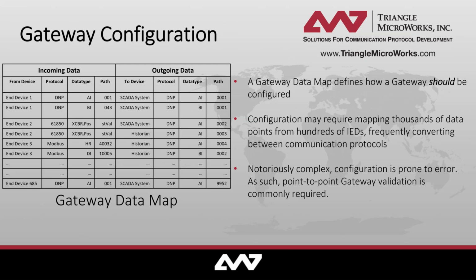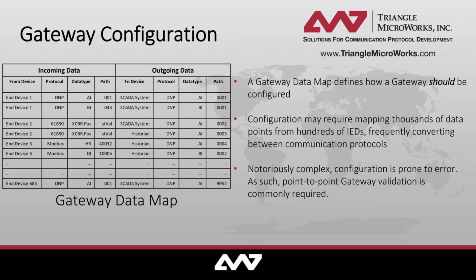In large SCADA systems, it is not uncommon for there to be hundreds of devices, each with thousands of data points. Before gateway configuration can begin, these connections must be defined in a gateway data map. After intended gateway functionality is defined, it is ultimately the role of the SCADA engineer, using the data map as a blueprint, to configure the gateway. And believe me, I speak from experience when I say this is a tedious task, error-prone, and not for the faint of heart.